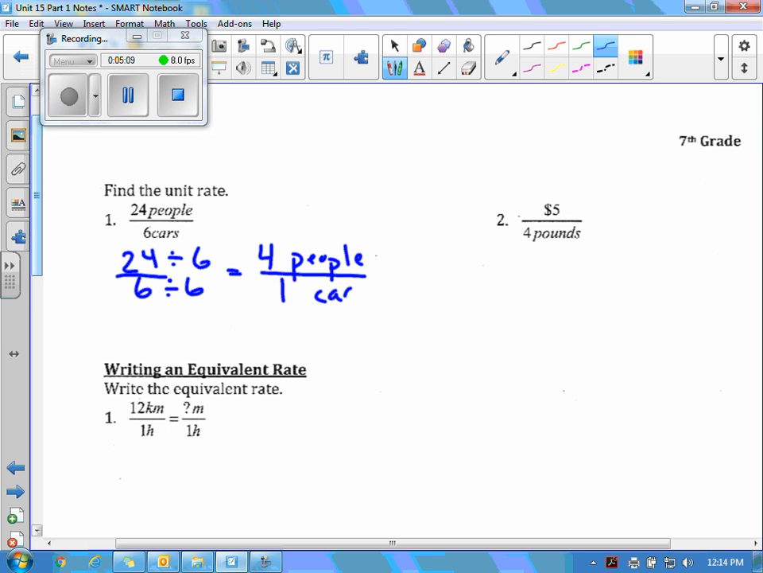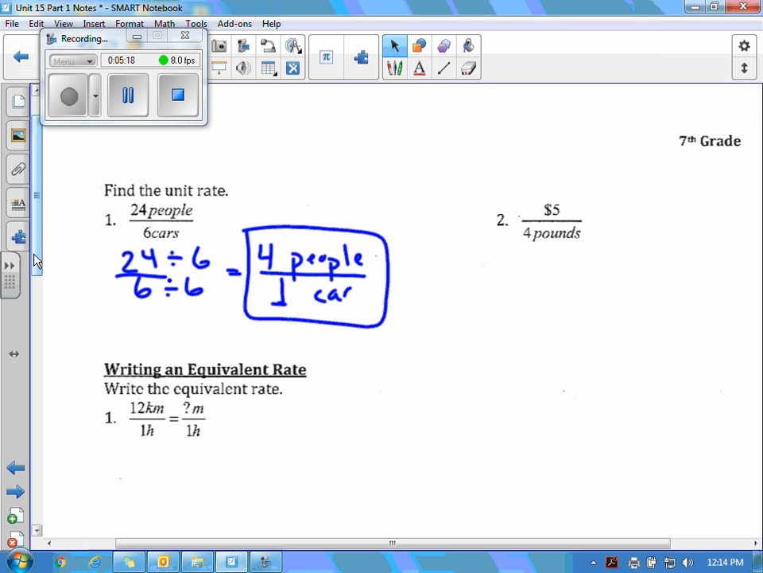so 1 car. So now I have a unit rate, because my denominator is 1. Right? I could also just say that 4 people per car if I want to. So number 2, I'll leave for you guys.